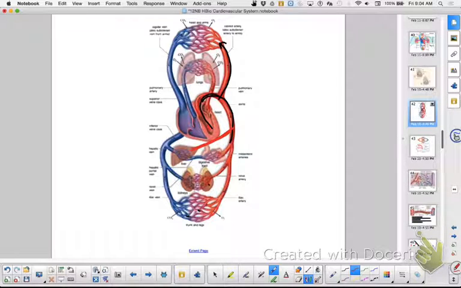Youngest bio buddy, could you please listen as your oldest bio buddy talks about some variations on where blood can go and why it would go there and how that would help with homeostasis? Go ahead.